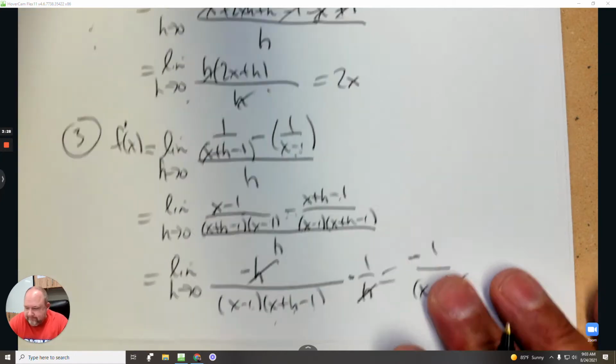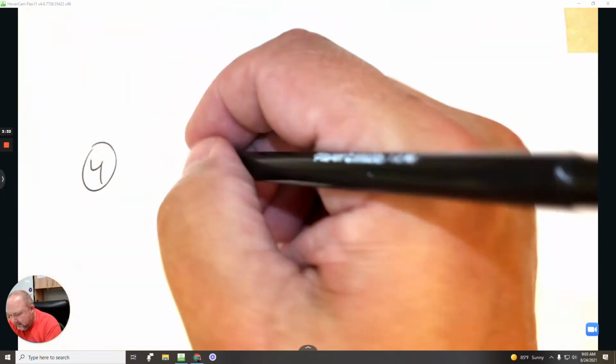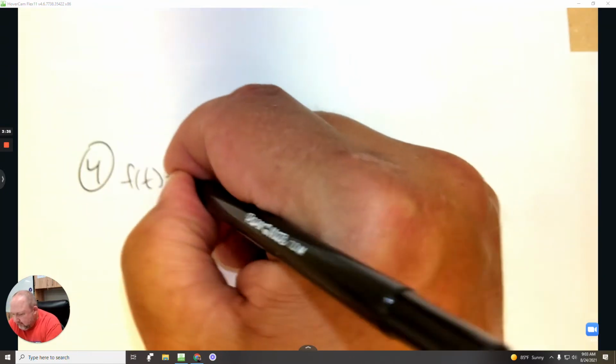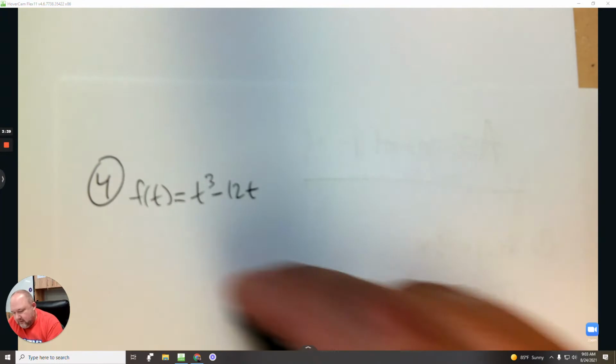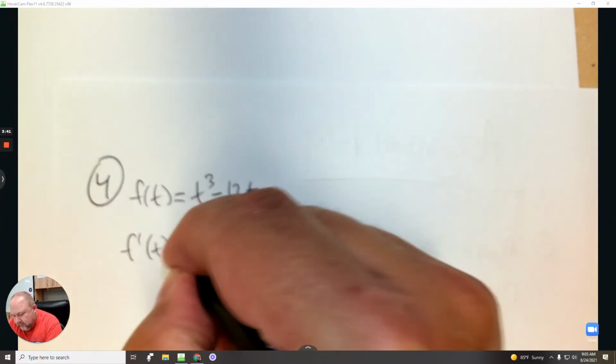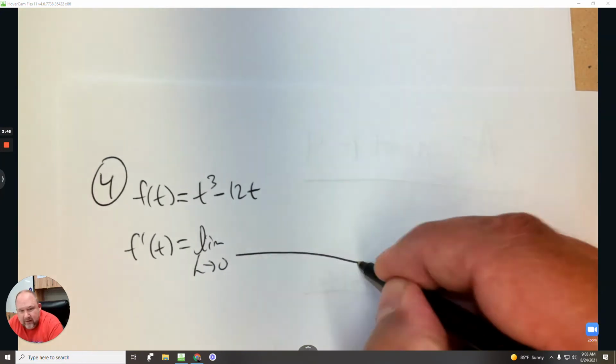Number 4. I hope these are getting better. I know it's a little tedious, especially if you know the shortcut. This one's not going to be fun because you know the shortcut. So we're still going to do the work, but I'll help you through it.